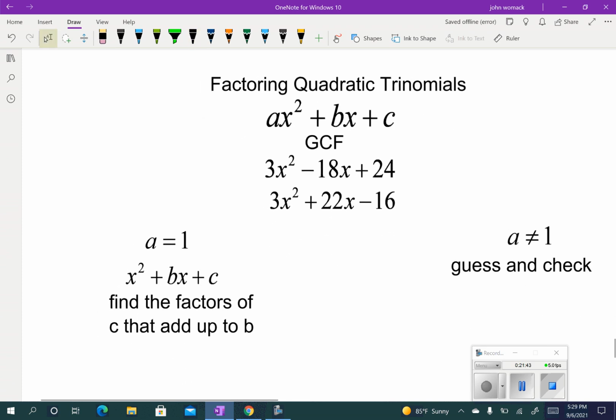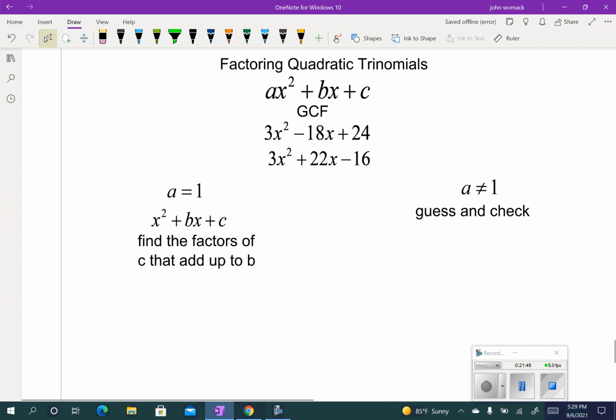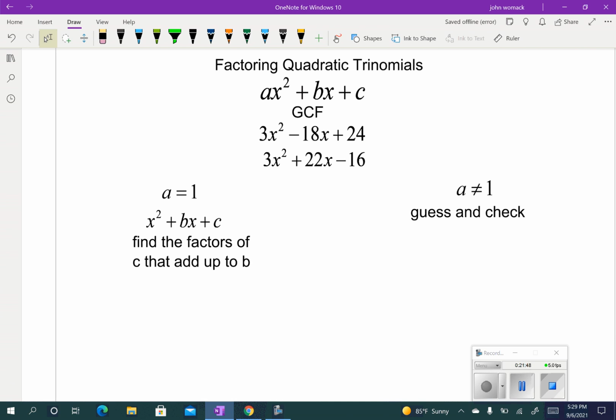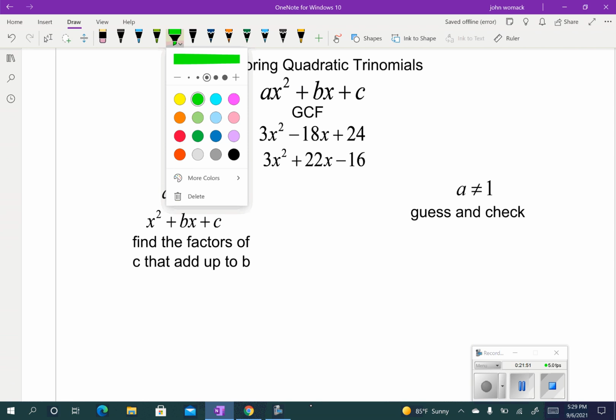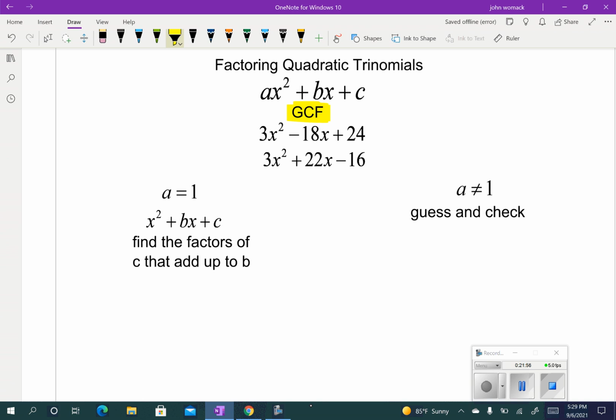Just to summarize here, when you're going to factor quadratic trinomials, the very first thing we should always do, so make sure you highlight this in your notes, is check for a greatest common factor. Always. After we take out the common factor, then we have to decide, does a equal 1? Is it in the form like we did on the last lesson, x squared plus bx plus c? If it is, then we're just taking the factors of c to add up to be b. It's the really quick, easy ones. If a does not equal 1, like we've been doing today, then I've got to do that guess and check process. So let's try these.